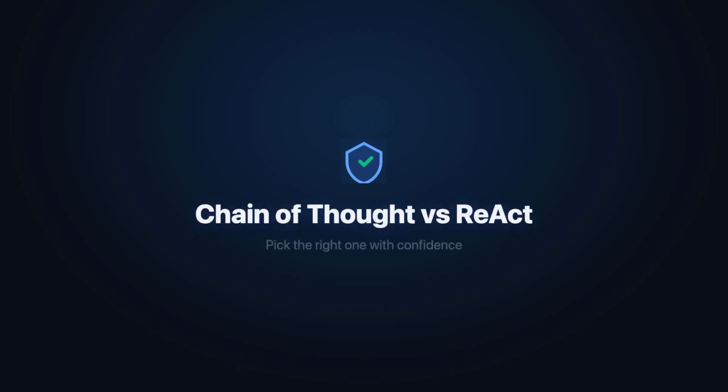Chain of thought versus ReAct. Two options that often come up together. And choosing the wrong one costs time, money, or credibility. In the next few minutes, we walk through what each one is, where they overlap, where they differ, and how to decide which fits your situation. By the end, you will have a clear mental model and a defensible recommendation.